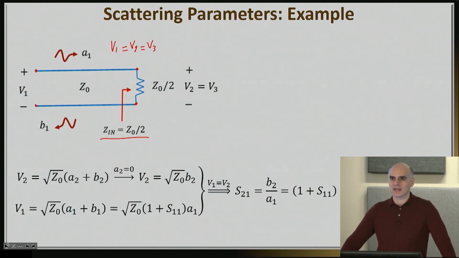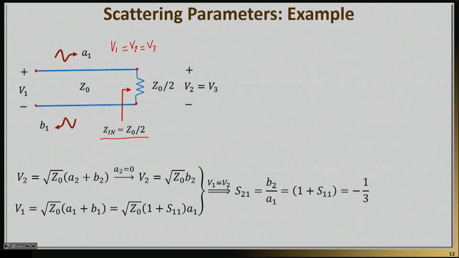So let's go through the calculation so you can see it. We will start by looking at the voltage equations and how those are related to the power waves. We basically found at the beginning of the class that the voltage at the network in port 2 will be equal to the square root of the characteristic impedance at port 2, that's the Z0 in this case, times A2 plus B2. So again, this is the equation that we saw in the beginning that explicitly relates the power waves to the voltage.